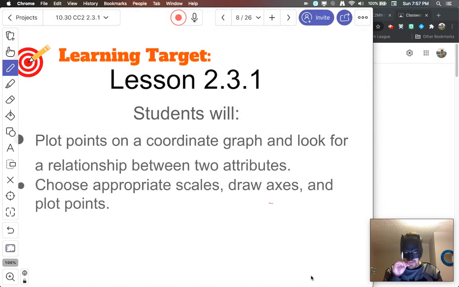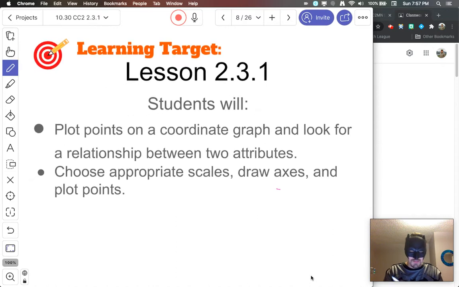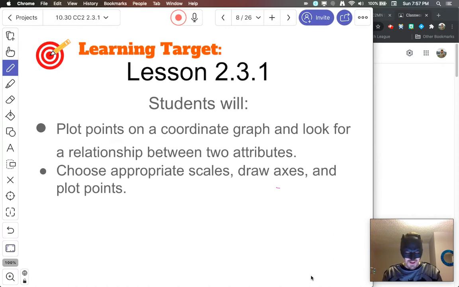So today, lesson 2.3.1, we're going to look at these two learning targets: plotting points on a coordinate graph and looking for a relationship between the two attributes, and then choosing an appropriate scale. So really, this appropriate scale is going to be the main focus of today.